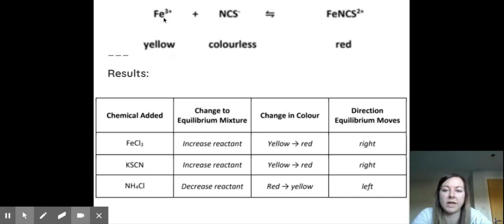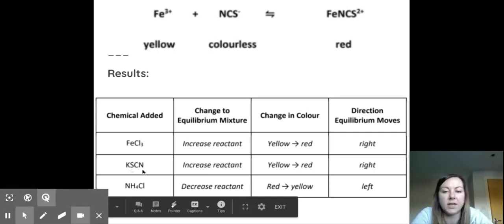If you increase the reactant, what actually happens in this mixture, and what you would see in the experiment, is the reaction turns from kind of pale yellow to red. That means that the equilibrium is moving in this direction, so it's making more products. Let's look at another example. If we add potassium thiocyanate, we are again increasing the reactant.